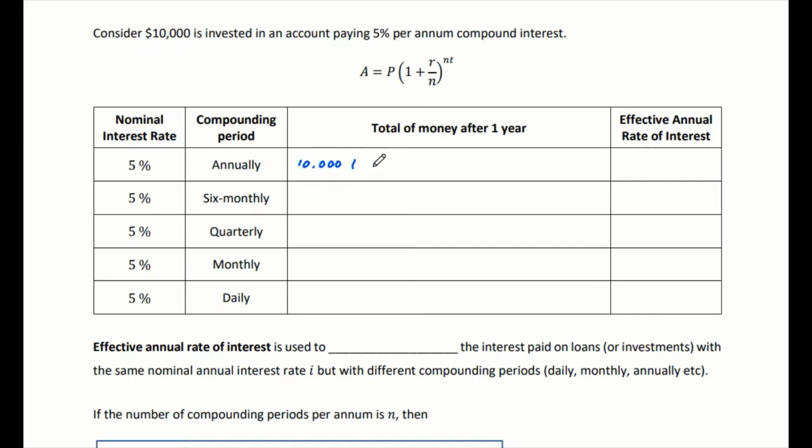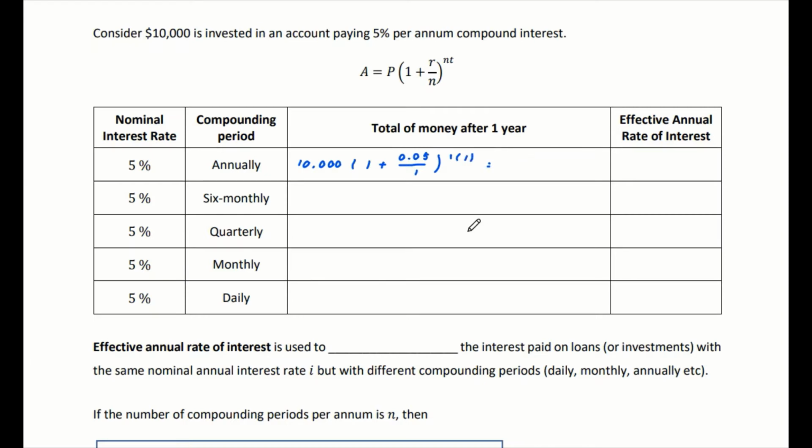Okay, multiply by 1 plus R. The interest rate here is 5%, right? So 0.05. And n is how many times you compound in a year. So annually, meaning 1 year, 1 time. So small n is 1. Then after that, t, we are looking at 1 year, right? So that's why it's 1.